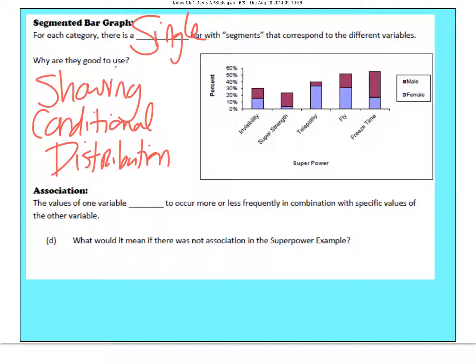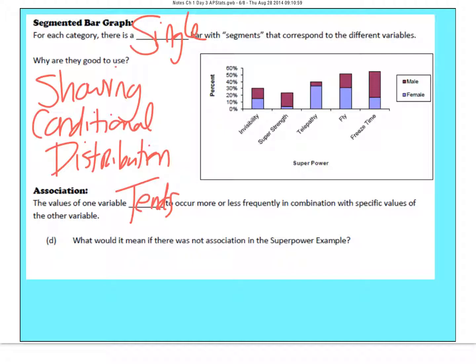All right, let's talk association. Association is when values of one variable tend to occur more or less frequently in combination with specific values of the other variable. So if one variable changes, is that going to cause another one to be impacted and change? They kind of move together. They are associated by that.